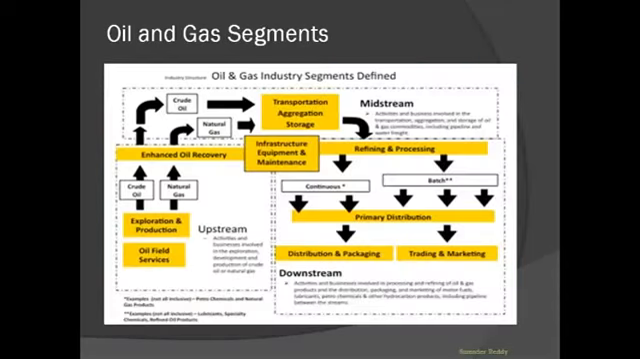So this is the schematic diagram which explains all the streams. This is upstream: searching and exploration process, production process, oil field services. And then after getting the crude oil or natural gas, the transportation will be done, and we will store the crude oil or natural gas in aggregation storages or tanks. We call those tanks silos also, silo. This is the oil and gas terminology.